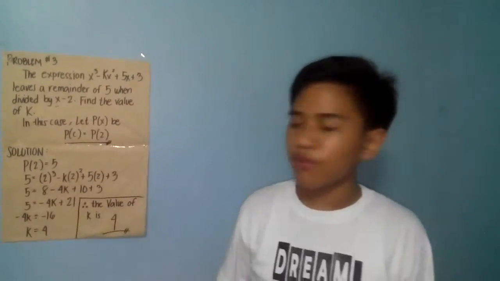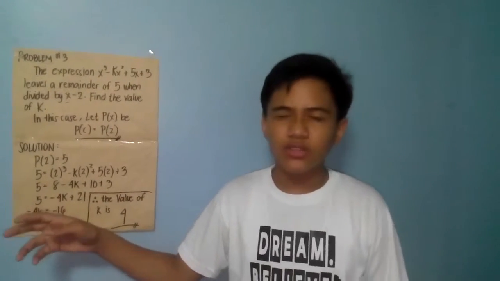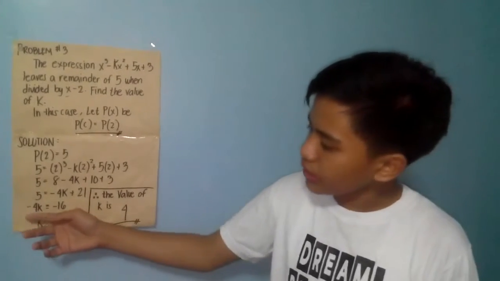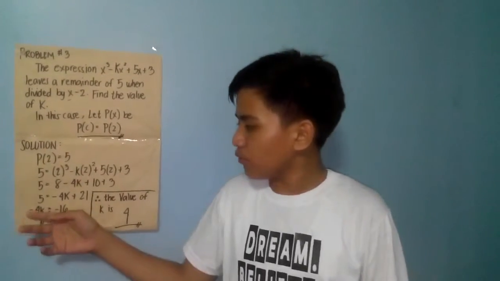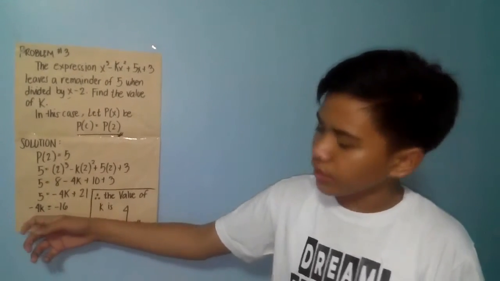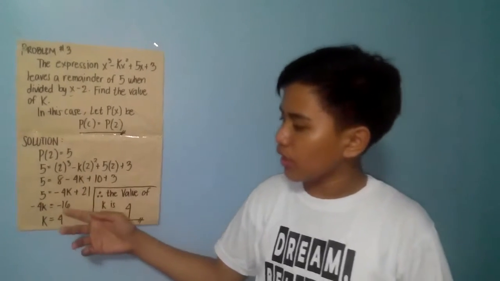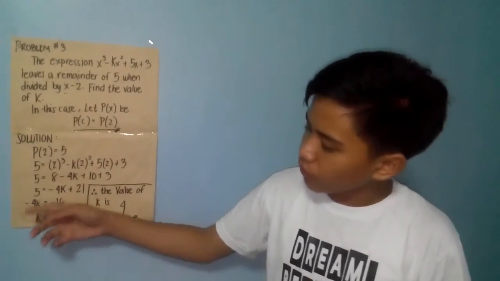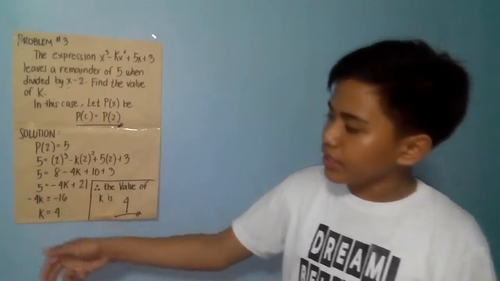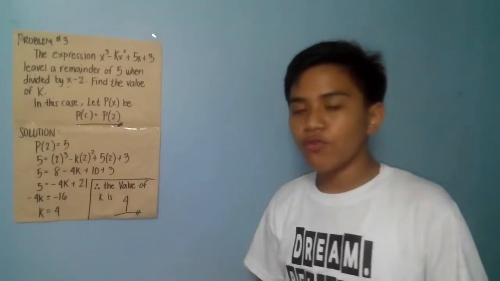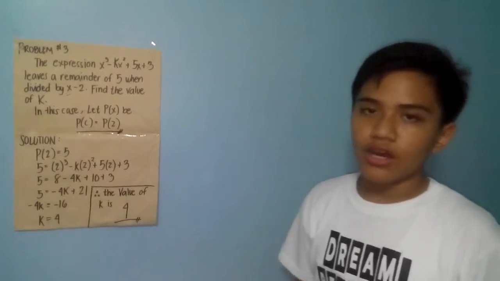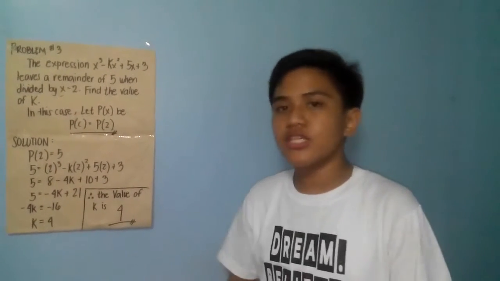Then for us to find the value of k, we need to isolate the k. And for us to isolate the k, we need to divide by the leading coefficient of the k, and that is negative 4. We need to divide it on the other side too, and negative 4k over negative 4 will be cancelled out, and will be k only. And then negative 16 over negative 4 will be positive 4, and that's the value of k. And as a final answer, the value of k is positive 4.